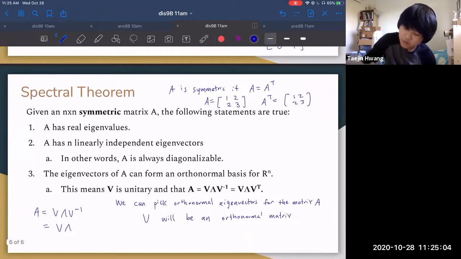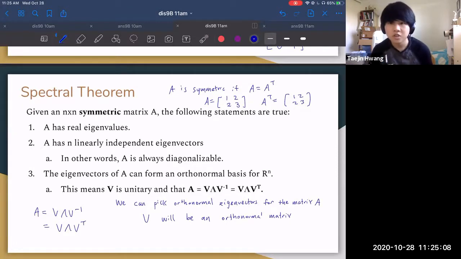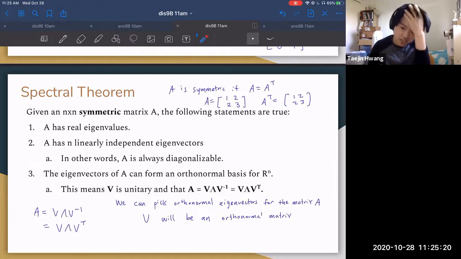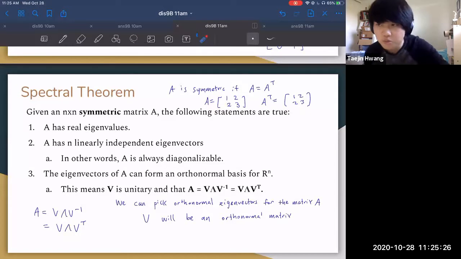Meaning, we can write out A as V lambda V transpose, and this is going to help us a lot when it comes to writing out the matrix in a more compact form. And this is also used a lot in proofs where, if we know the matrix is symmetric, the first thing we do is write out A is equal to V lambda V transpose by picking this orthonormal basis.